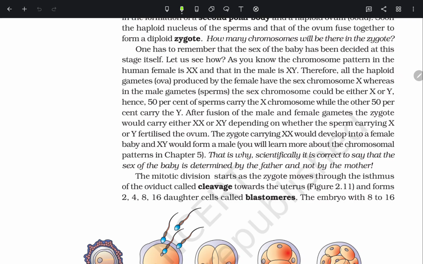After fusion of the male and female gametes, the zygote would carry either XX or XY depending on whether the sperm carrying X or Y fertilizes the ovum. The zygote carrying XX would develop into a female baby and XY would form a male.